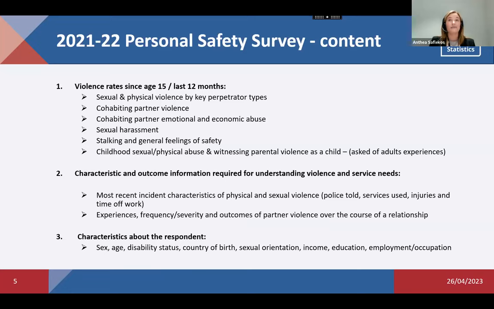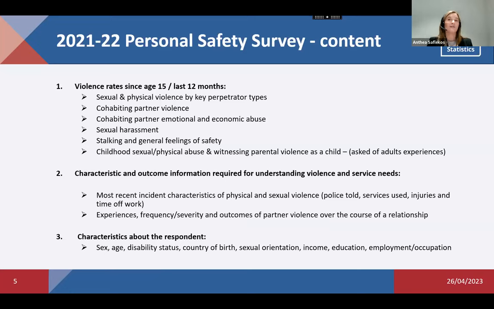The other key piece of information that we have in this survey is the characteristics and outcome information. So a little bit like the crime victimization survey, but in a lot more detail, we'll ask about what happened in those most recent incidents of violence, whether they told the police, services that were used, whether they had an injury or took time off work.